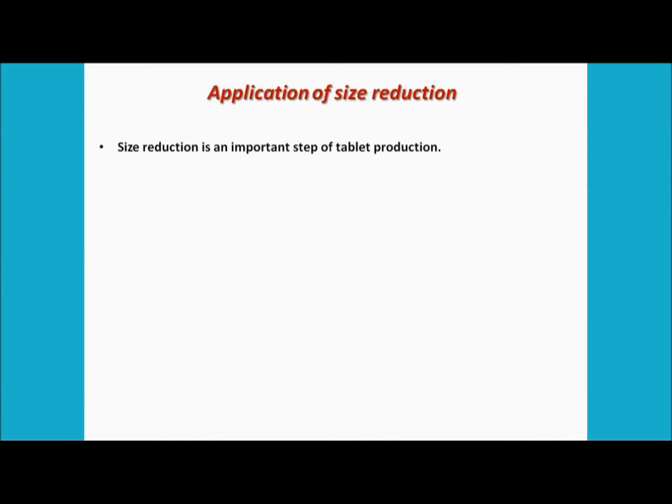The next one is that size reduction is also important in terms of tablet production. As I have already told you, the crude drug which we are taking, the API, we are going to make this API in powdered form, right? Afterwards, we are going to use the additives. So this API stands for the active pharmaceutical ingredients, and additives here we can use lactose, sucrose, starch, anything.